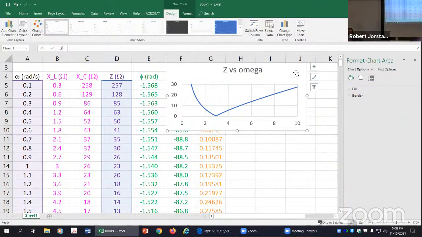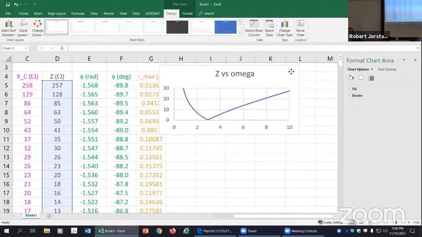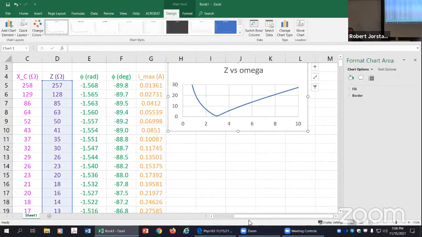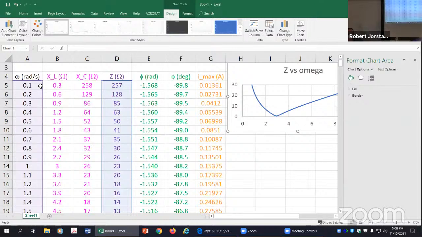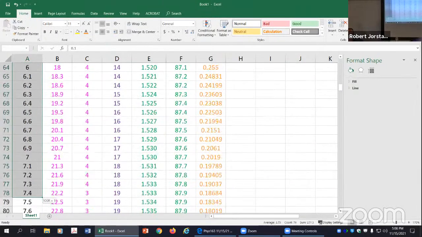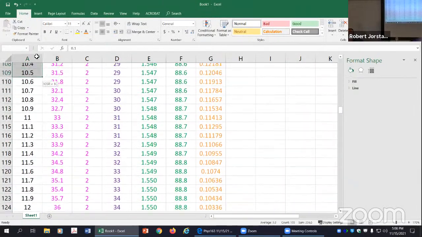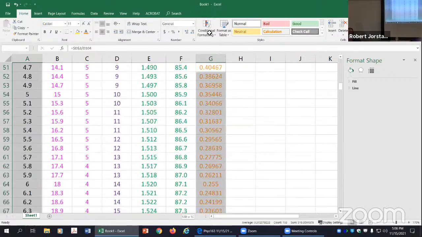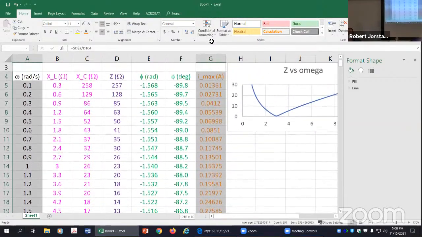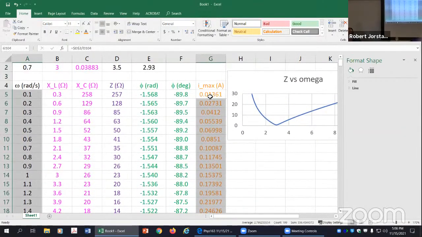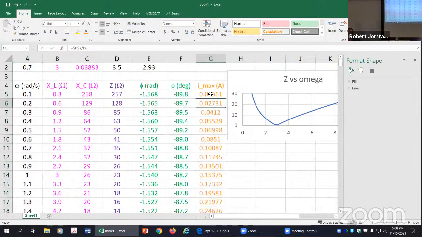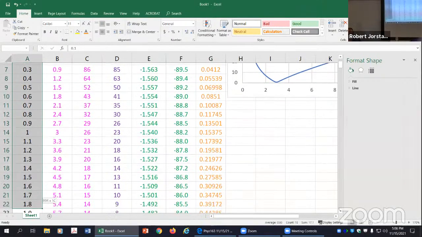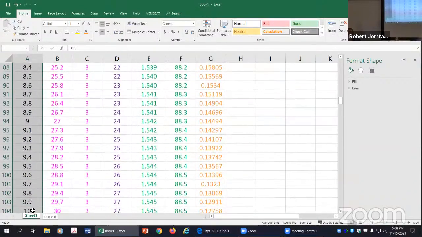All right. Okay, let's plot, do me a favor, let's plot I max versus omega for the same region. So let's do this one down to 10. Now I'm going to press and hold control after selecting. And let's get this I data. All right, just a number. Oh, shoot. Screwed up. Start over. 10.